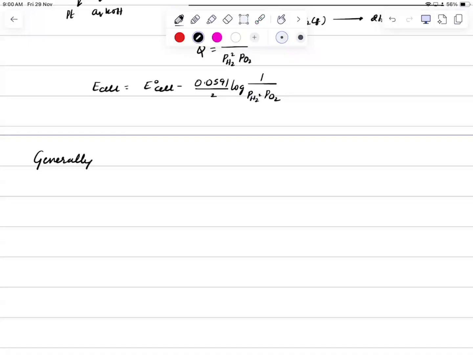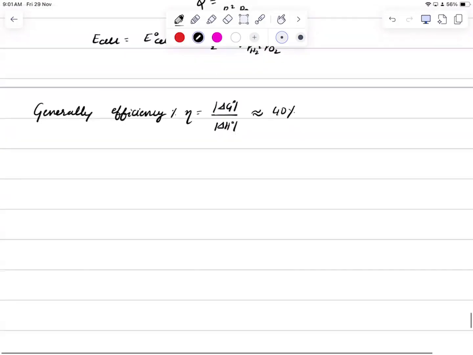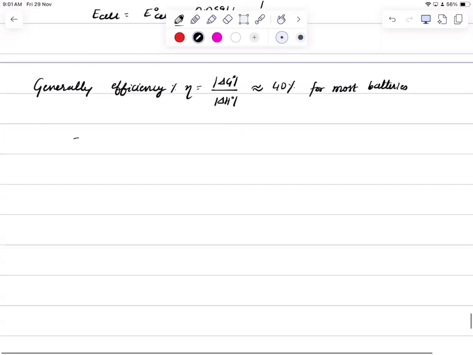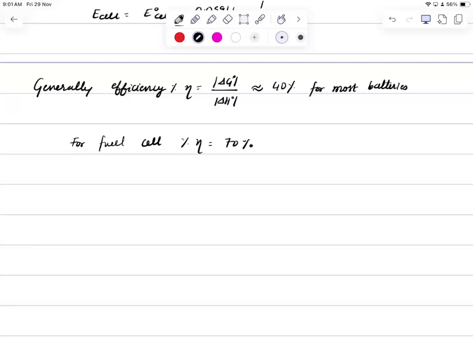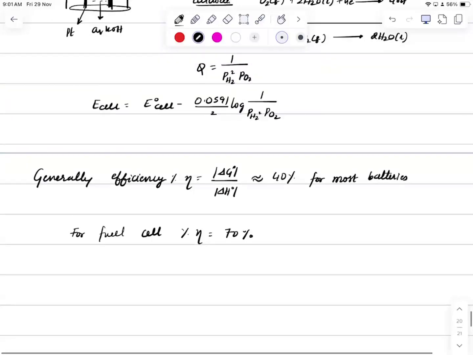See, generally for any battery, efficiency wise, if you notice, efficiency is delta G naught value by delta H naught value. This value is very close to 40%. Correct? Percentage efficiency is around 40% for most batteries. Clear? While for the fuel cell, the percentage efficiency is around 70%. Right? So keep this in mind. The percentage efficiency of the fuel cell is also very high.